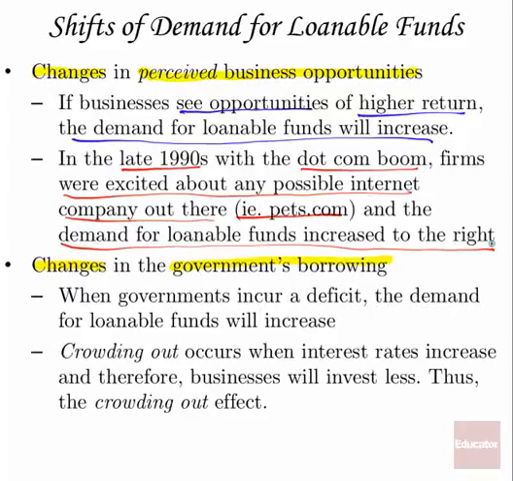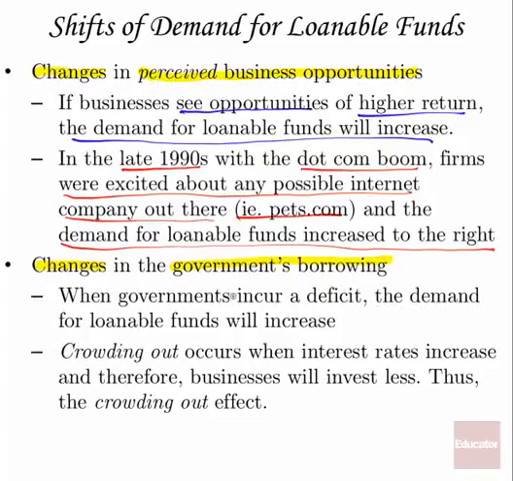So in exciting times, people are going to want to invest in any possible thing that can make them money. And there is this irrational exuberance of things that were available. So the demand for loanable funds increased. And so the real interest rate would increase as a result of the demand shift to the right of the loanable funds demand curve.